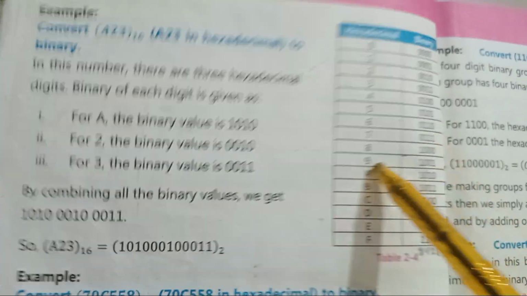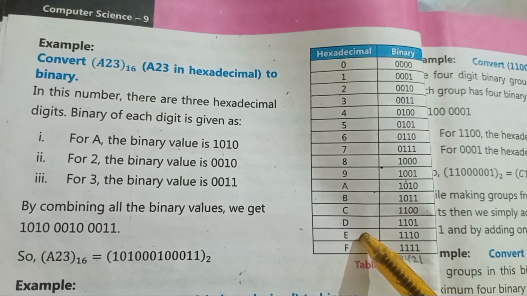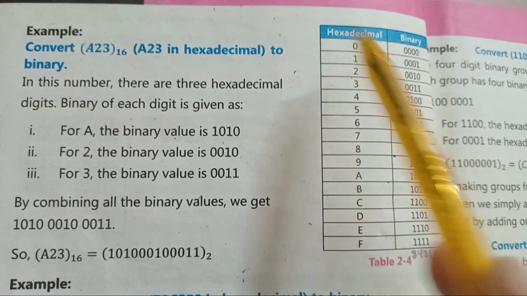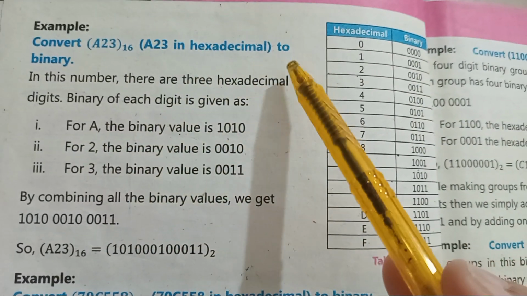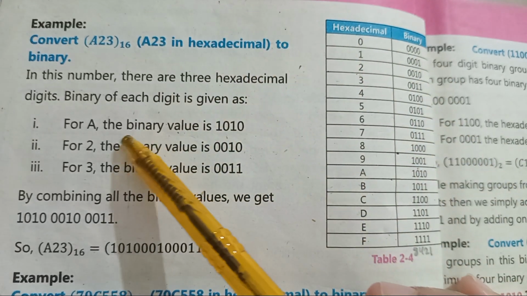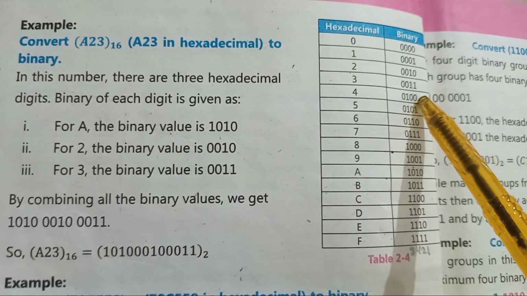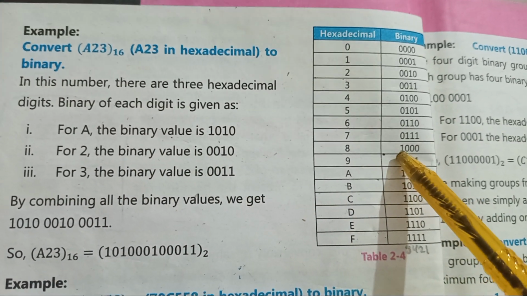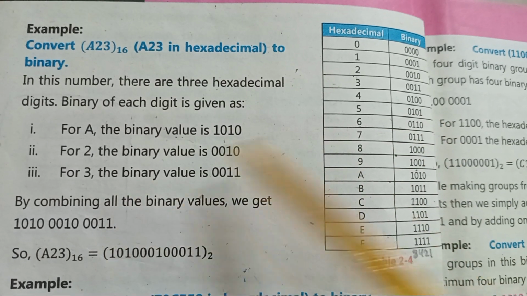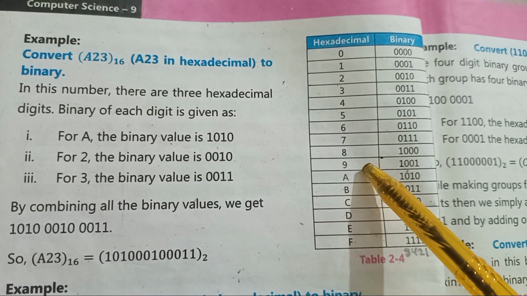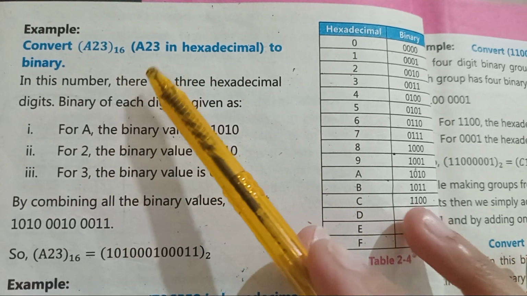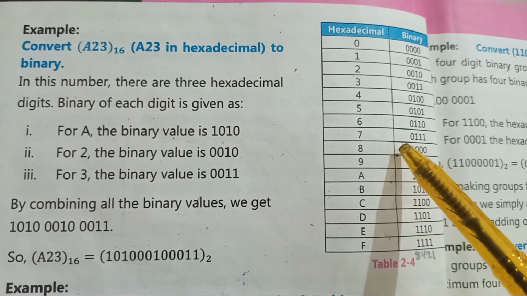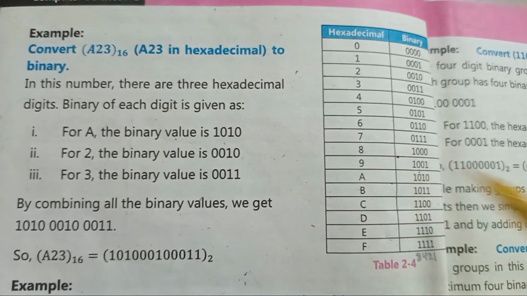Next, in next page there is a table which shows the conversion from hexadecimal to binary, right? So there is example A23 in which you have to convert it from hexadecimal to binary. Now A will have 1010 in this table. 2 will have the value of 0010, as you see in the table, and 3 has the value of 0011. So that is how you can easily convert A23 in hexadecimal to binary with the help of this table. So you have to learn this table, right?